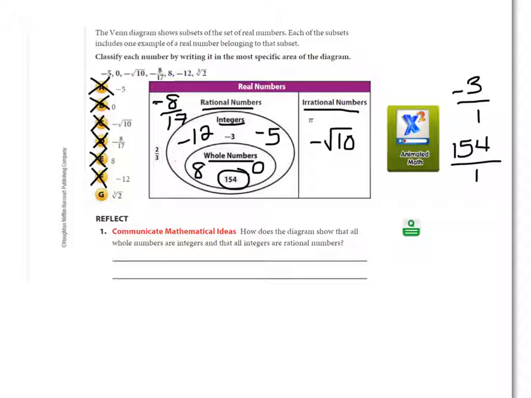And then G, the cube root of 2. Well, since I don't know what the cube root of 2 is, I know that that's going to go into the irrational category. And again, the diagram shows that all whole numbers are integers and all integers are rational numbers because the circles overlap.